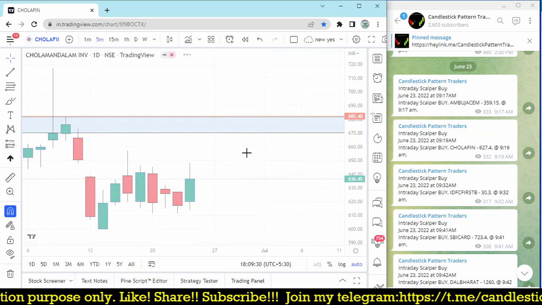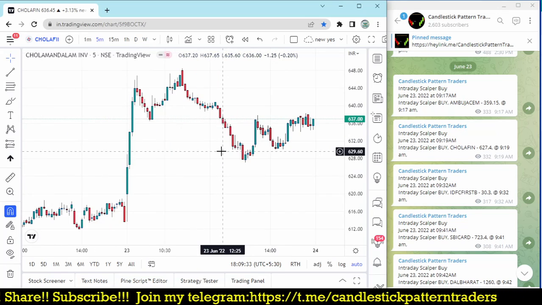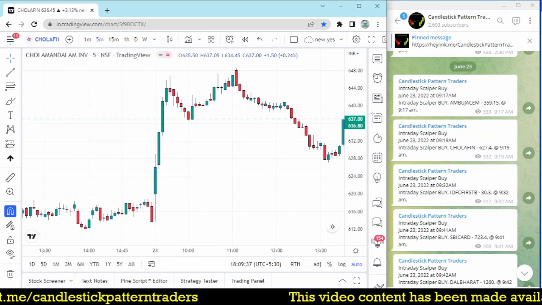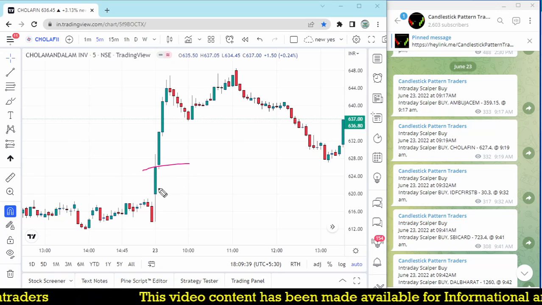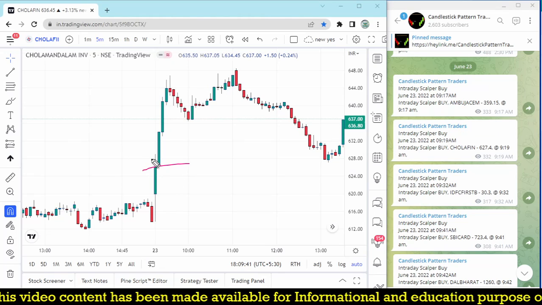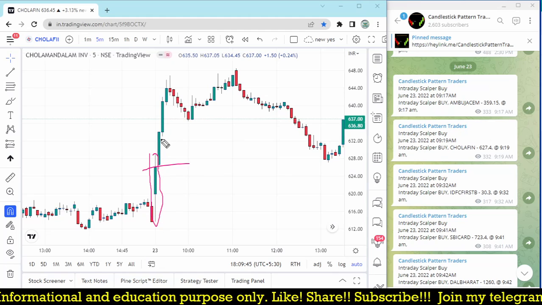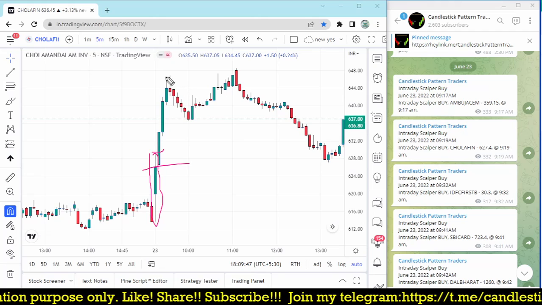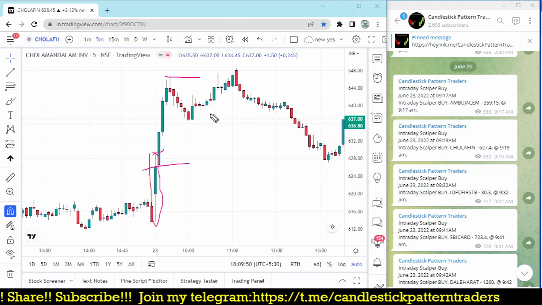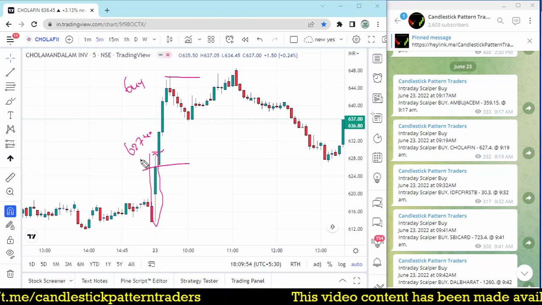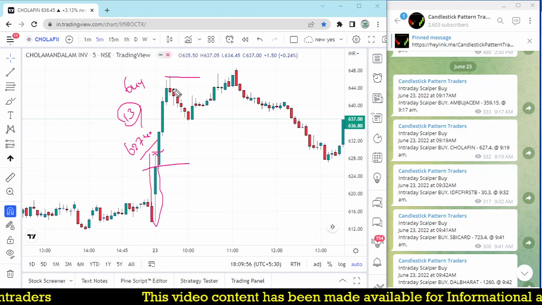Let's check it on the 5 minute chart. What will happen on that? Let's say on this candle we got an entry. Because it is 9:20 and we are using 5 minutes, in this candle itself we got an entry, and within the next 15 minutes it reaches around 644 from 627.4. So almost a 13 point quick move.